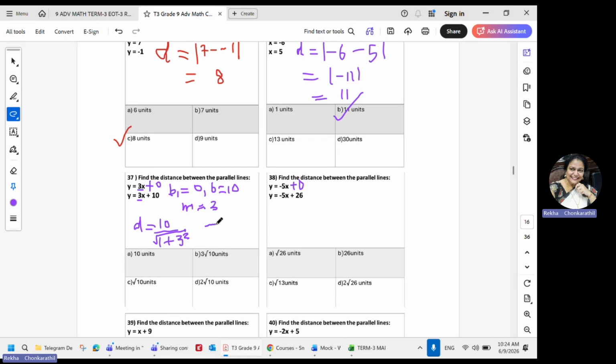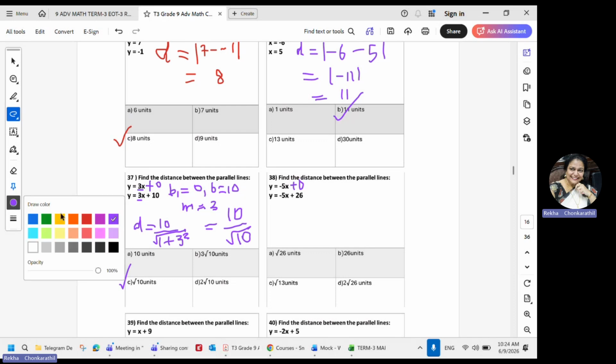Use your calculator correctly. You will get the answer for this question as square root 10 units. Square root 10 units, because this is actually 10 by square root 10. So the final answer will be square root 10. Similarly, try this with using the same formula.